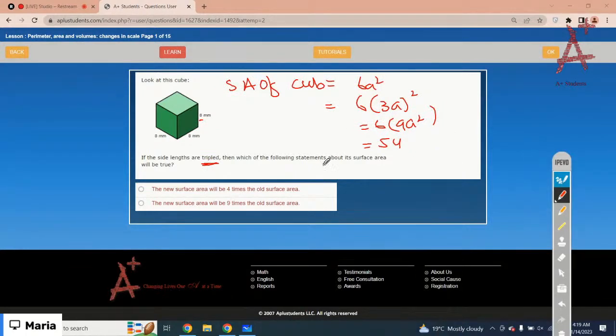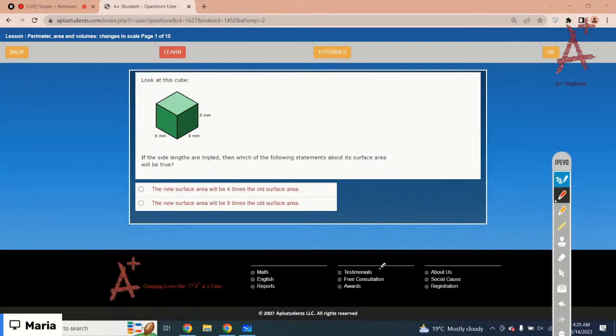Okay, the surface area of the original cube divided by the surface area of the tripled side length cube. Okay, the original one is, you have to divide the... okay, let me do it on board.